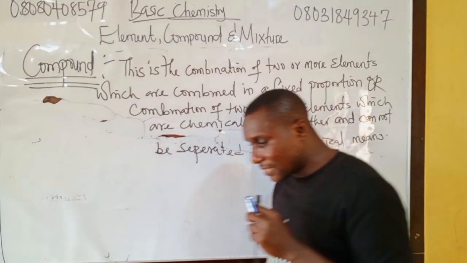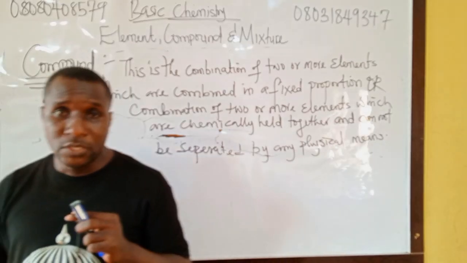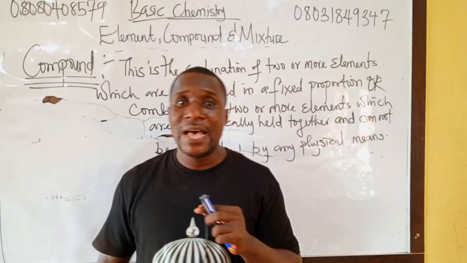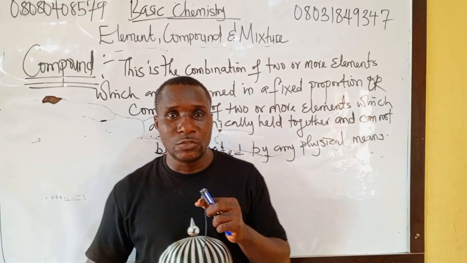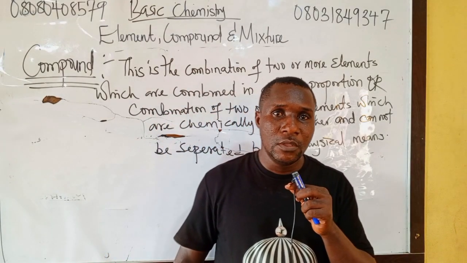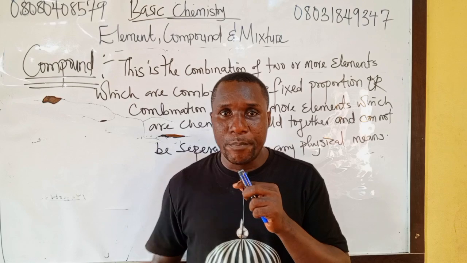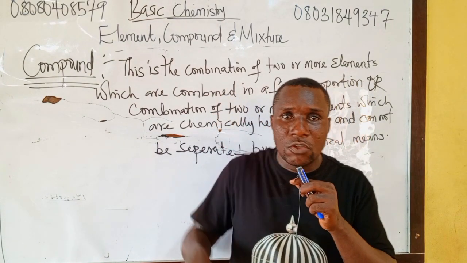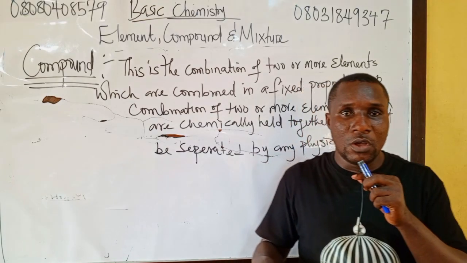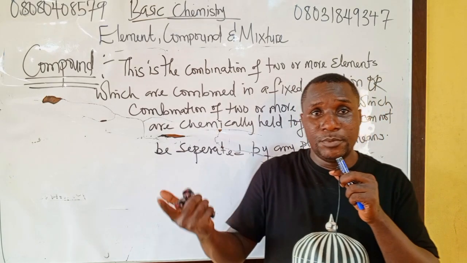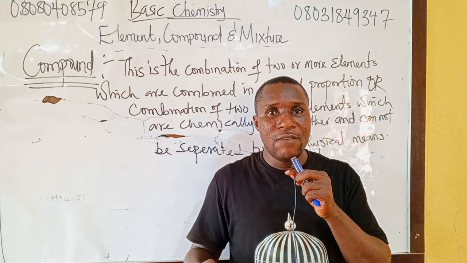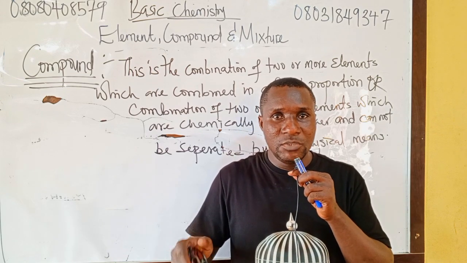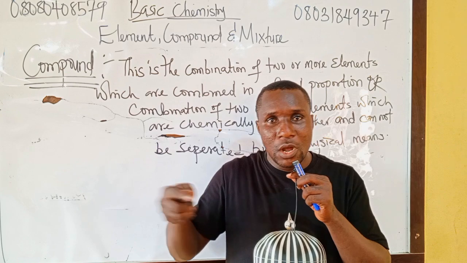And we have to look at types of compound, which you have to understand. We have 4 types of compound. We have ionic compound, which is also known as electrovalent compound. We have covalent compound, which is also known as molecular compound. We have intermetallic compound, which exhibits metallic bonding. And we have complex compound, or coordination compound.